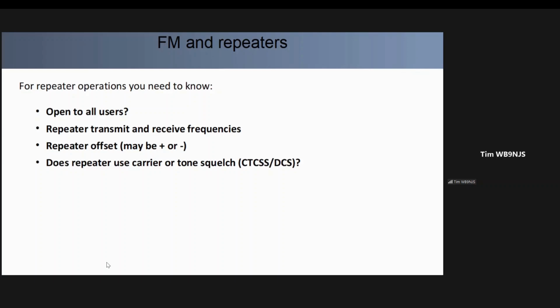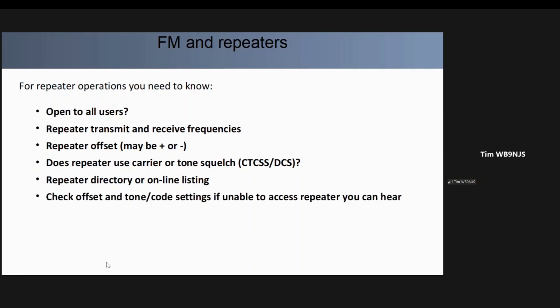You also need to know, does the repeater use a carrier squelch or a tone squelch? Are you going to have to put in some kind of CTCSS code or tone to access the repeater? So you need to know that. Where do you find this information? Sounds like a boatload of information you need to know. Well, fortunately, there are repeater directories or numerous online listings where you can look up repeaters in your area, find out their location and all of the above information: the frequencies, the offset, and tones, if any, required.